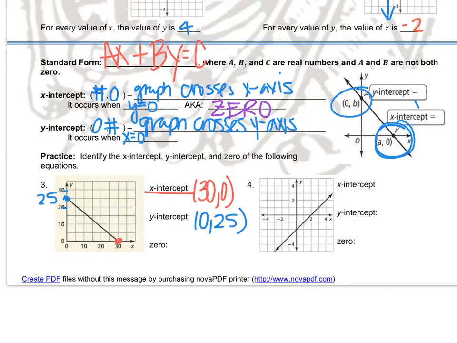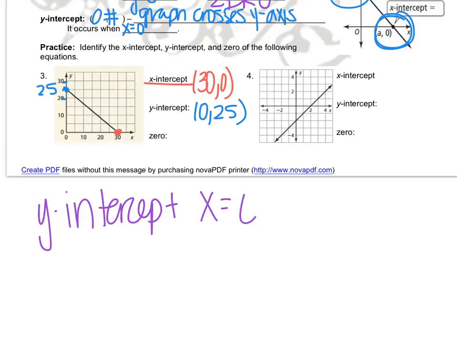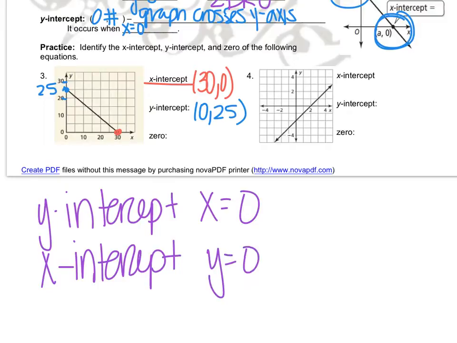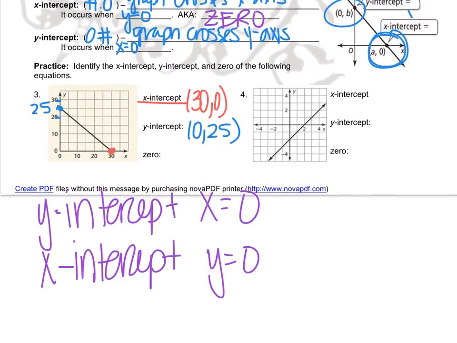Notice that for my y-intercept, x equals 0, and for my x-intercept, y equals 0. Okay, so for each one, the opposite is 0. Now, when you're finding the 0 of your function, this is the new word we talked about, the 0 is the x-intercept. So our x-intercept in this case is this 30, so that's our 0. The 0 isn't the ordered pair, it's just the number, so it's just 30.